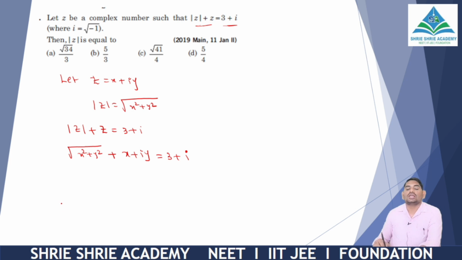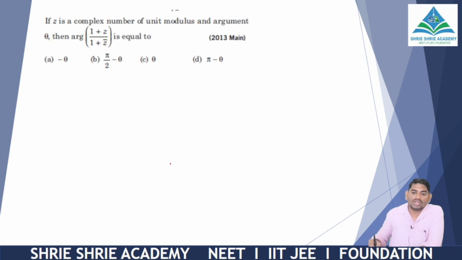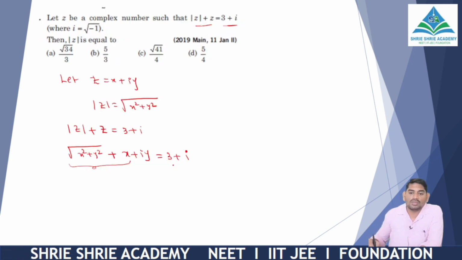So what is the real part on the left side? The left side real part is root over x square plus y square plus x, and the right side real part is 3. And what is the imaginary part? The left side imaginary part is y and the right side imaginary part is 1. So we got y is equal to 1.